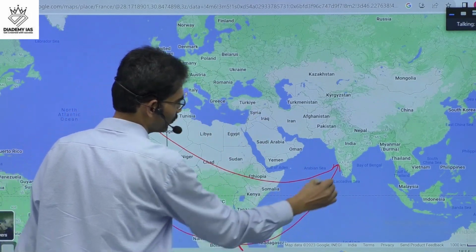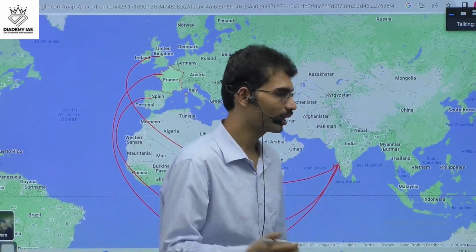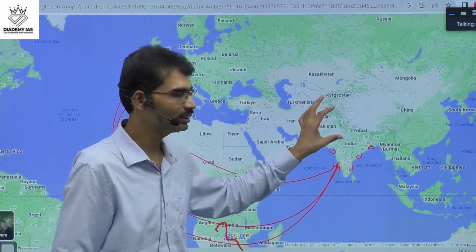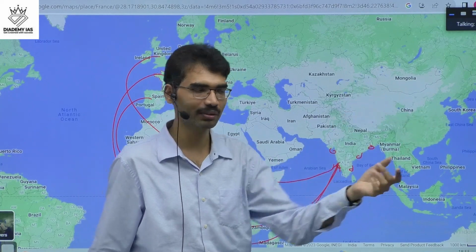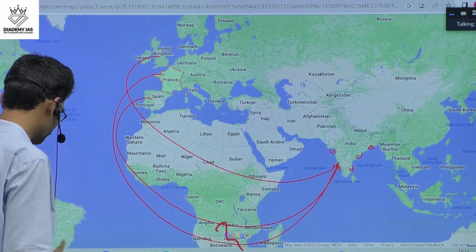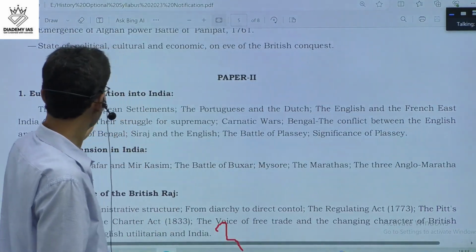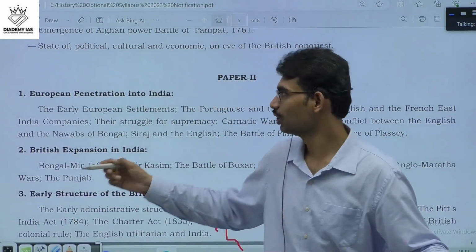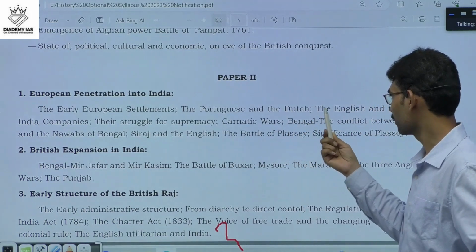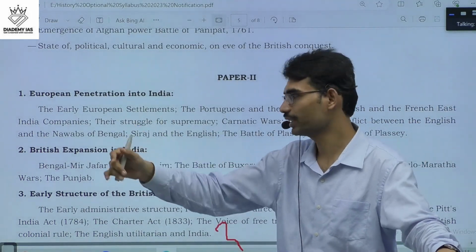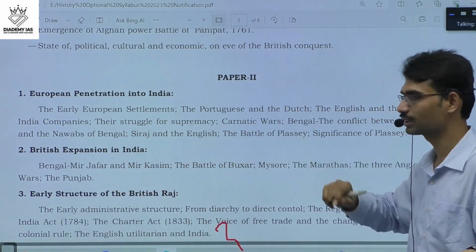So how these people came and in which locations they settled. Like Paleolithic people settlements, Neolithic settlements, Mesolithic settlements, now European settlements. New people, new settlements. That's what this syllabus is also talking about. The early European settlements, different people from different countries. Portuguese settlements, Dutch settlement, English settlement, French settlements. And once they came here, they started fighting, conquest, their struggle for supremacy.